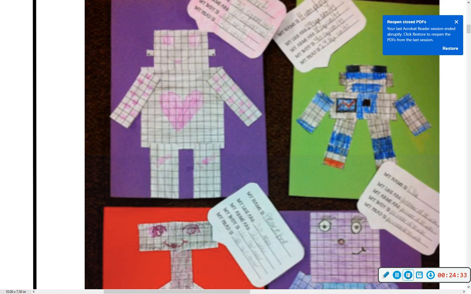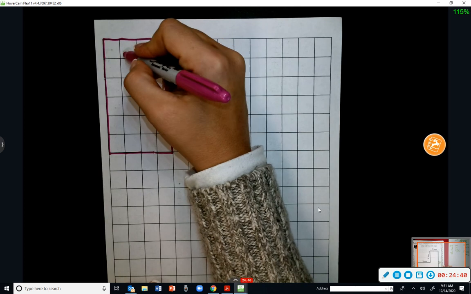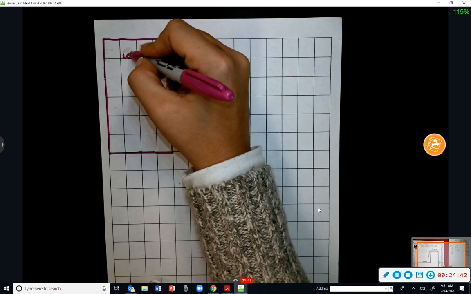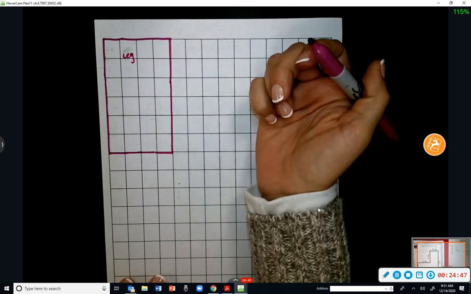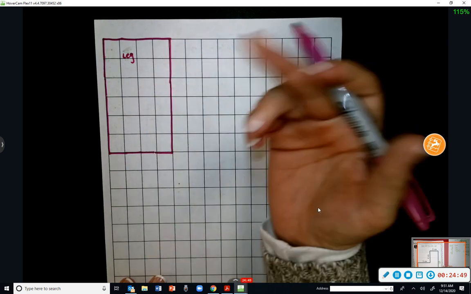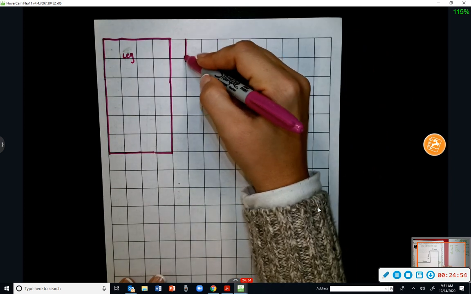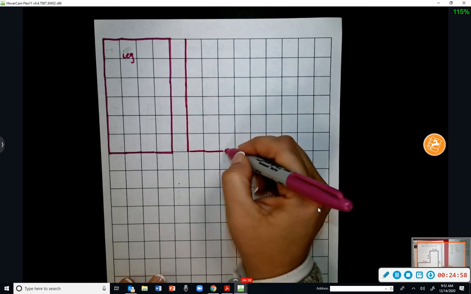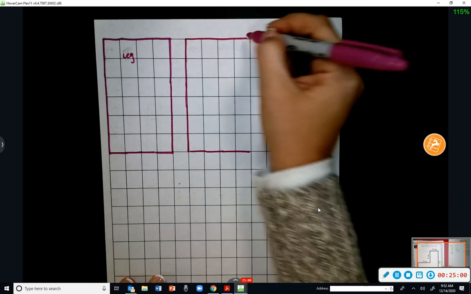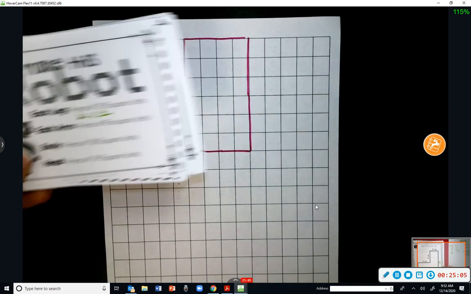Okay, so now I've drawn one leg. If you want, you can label it with your pencil and then go back and erase it later, because you want to make sure you put it correctly on your robot. If I put this as his head, then you're going to get it wrong. Okay? So then I should have 2 legs, right? So I need to draw one to match it. So now I have my legs. I go on to the next one.